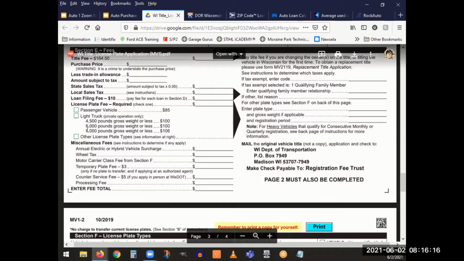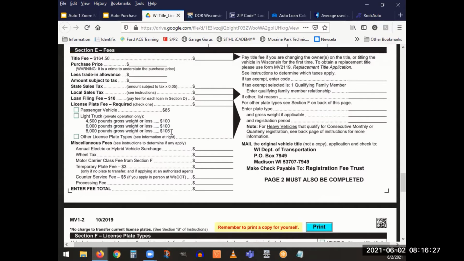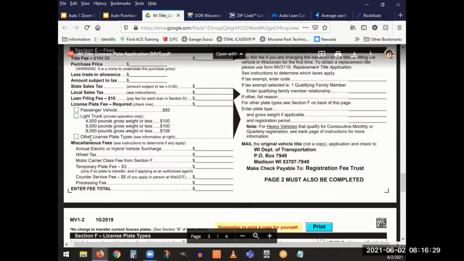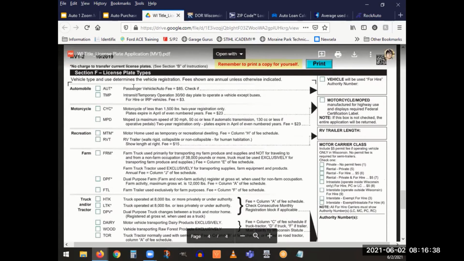You're looking at something like an F450 dually, which maybe has an 8,000 pound gross weight. That's 106, so that kind of helps you out. If you have other license plate types, that's where you would check off on here. And what is an other license plate? Again, you would scroll down here to section F, license plate types, and now it gives you a bunch of different ones.